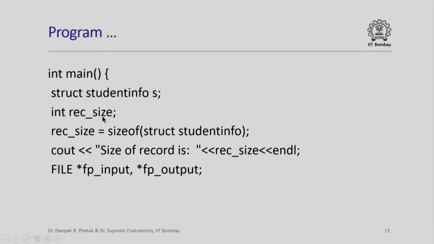We define the rec size as mentioned earlier. We find out the value of rec size by using sizeof, and we output it for our own information. The size of record is so and so. We define two files, fp input and fp output.